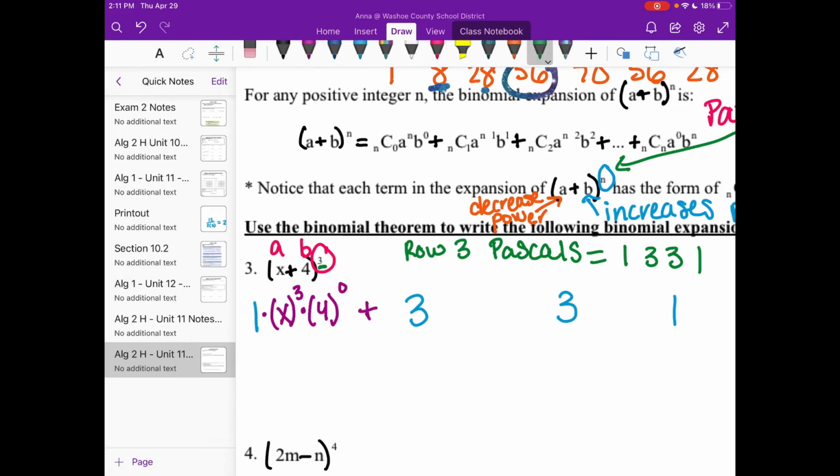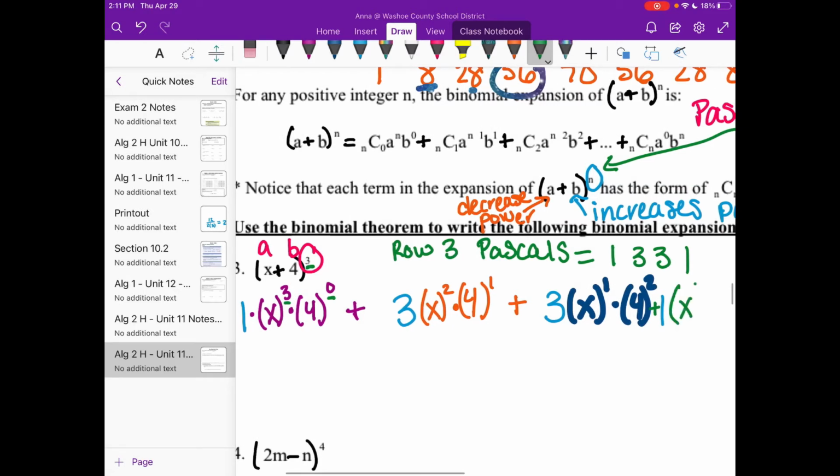Now we're just going to fill it in. And we're going to decrease the first power and increase the second power until we get down to 0 for that first one. So decrease, so this is now x squared, and times, we're going to increase the 4, so 4 to the first. Plus again, decrease x to the first, increase the 4, so 4 squared. Plus our last one, x is now x to the 0, and 4 is now 4 to the third.